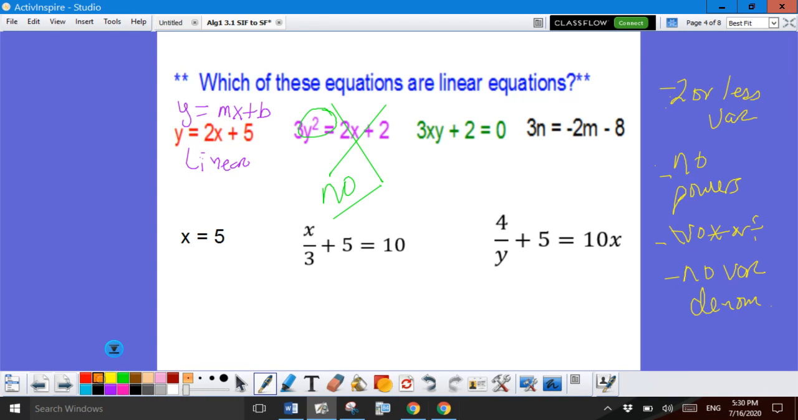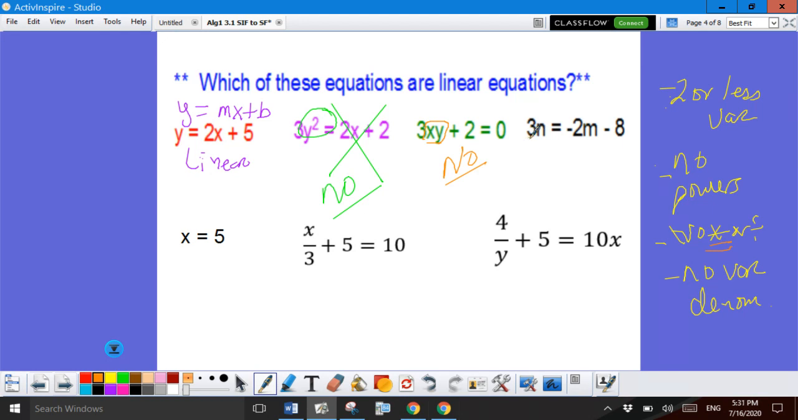Let's take a look at the next one. 3xy plus 2. Well, that might be an issue. There's an x and a y, and those are multiplied. And we said it can't be multiplied. So this one is a no. That one is also not linear.